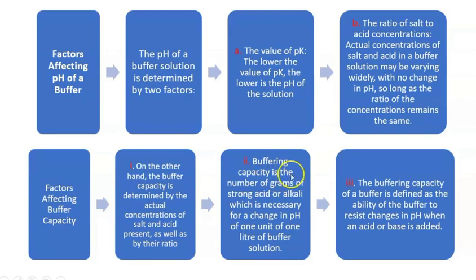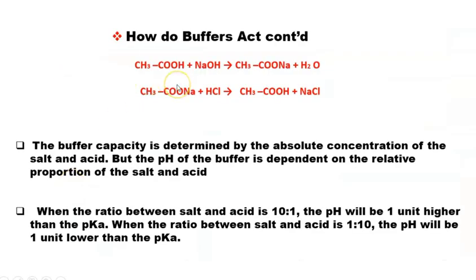And then buffering capacity is the number of grams of strong acid or alkali that is necessary for a change in pH. It's also another factor that affects it. And 2, the buffering capacity of a buffer is defined as the ability of the buffer to resist change in pH when an acid or base is added. So if it can do that job well, it is also determined by the buffering capacities.